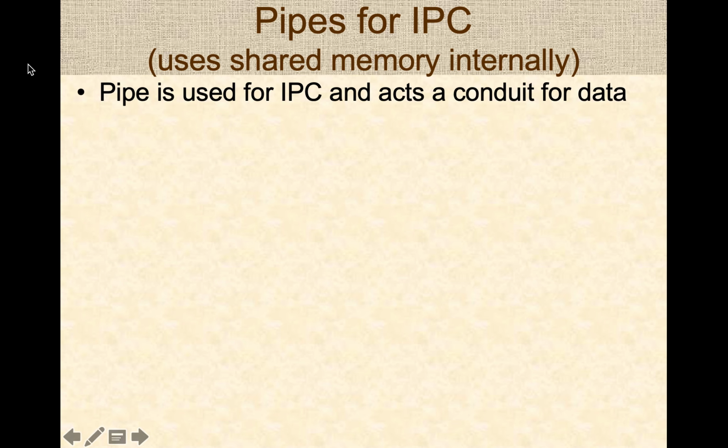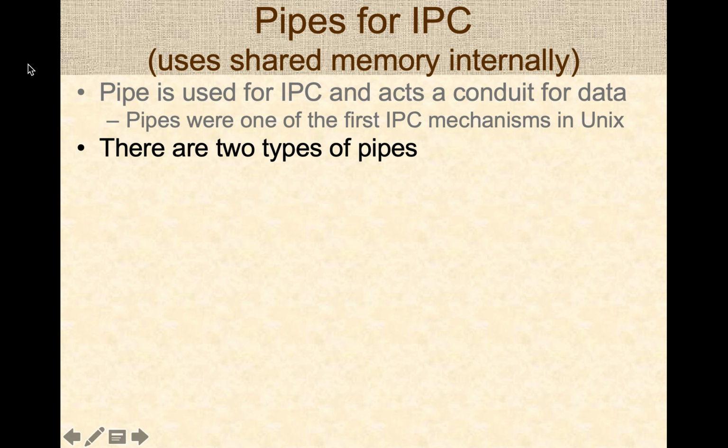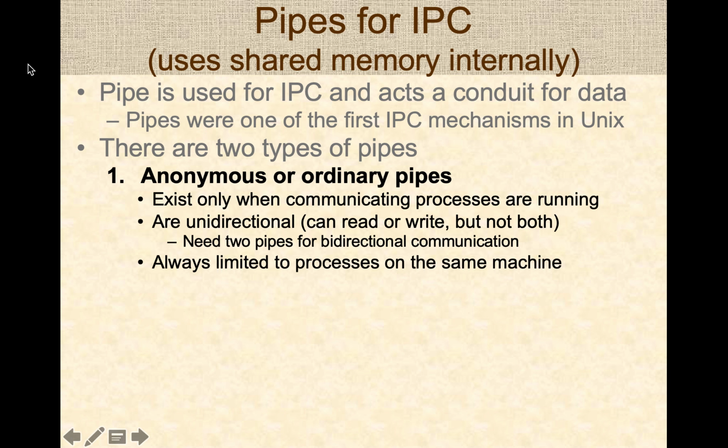Keep in mind, pipes use shared memory internally, so the pipe essentially acts as a conduit for data. And these were one of the most commonly used interprocess communication mechanisms in Unix and Linux. There are two types of pipes that Linux and Unix support. The first one is called anonymous or ordinary pipes, and these pipes don't have a name associated with them, so they are anonymous, and they exist only when the communicating processes are running.